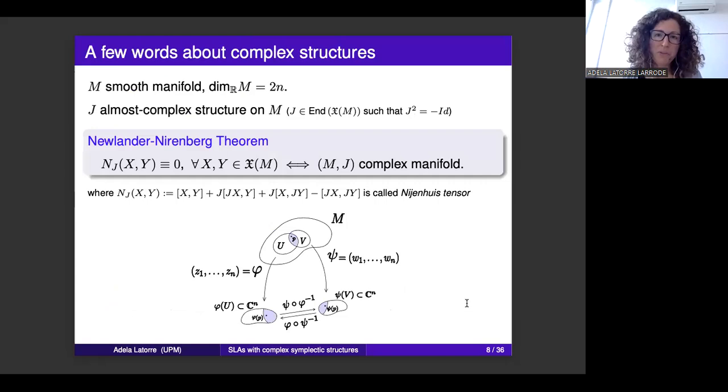But let me say a few words about complex structures because they will be one of the main tools of this talk.